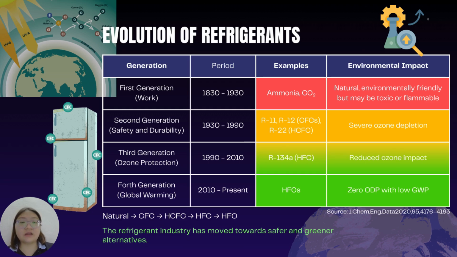The fourth generation, from 2010 to the present, includes hydrofluoroolefins, or HFOs. These refrigerants have zero ODP and very low GWP because they break down quickly in the atmosphere. However, many HFOs are mildly flammable, creating a trade-off between environmental performance and safety. Overall, the refrigerant industry has evolved from prioritizing performance and safety to balancing efficiency, ozone protection, and climate sustainability.